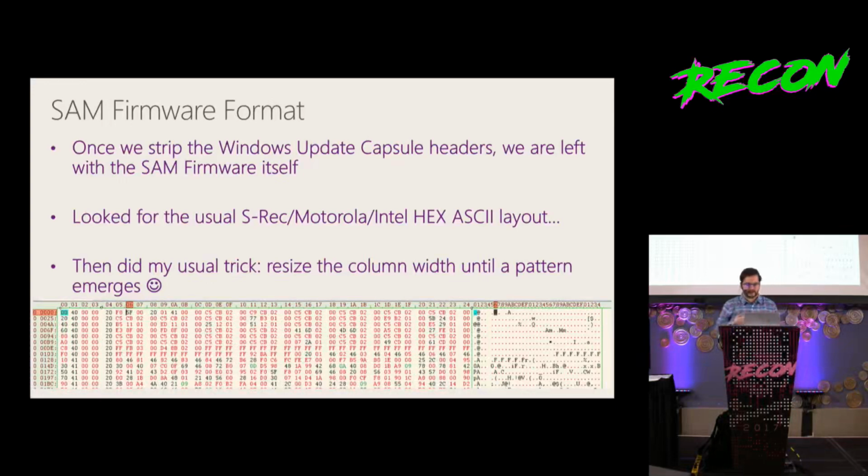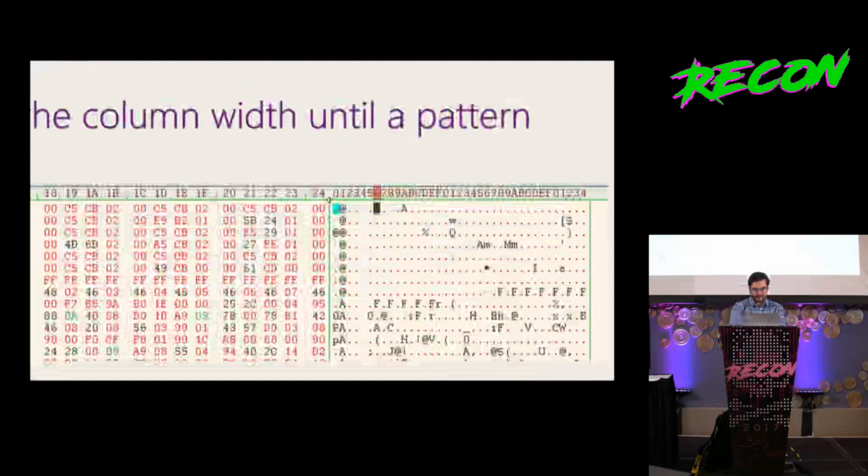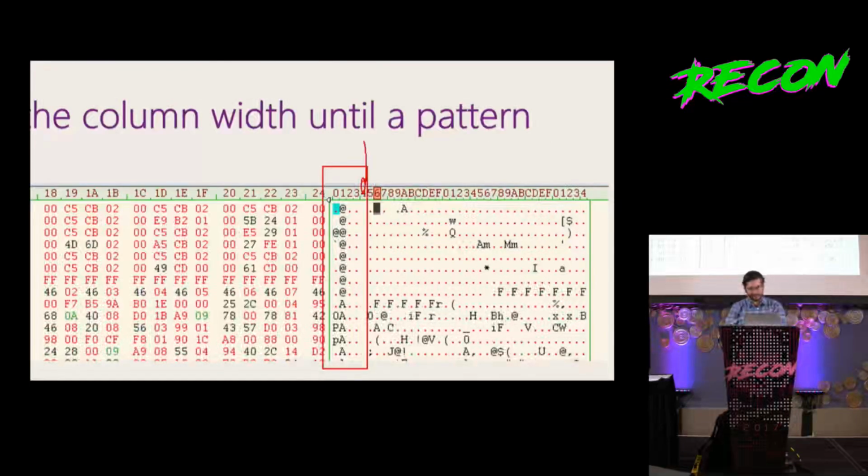So I started looking for SREC, Motorola, Intel Hex, you know, the usual things I recognize when looking for embedded firmware. Didn't recognize anything. It was all binary. And then I have this stupid little trick where I just play with the number of hex columns it shows me until I can see a pattern. Like, is this a bitmap? What does it look like? I was almost giving up, but then I finally hit the jackpot with 24 hex columns. And you can see in the ASCII there's a little pattern here, right? There's some nulls, and it's like, oh, this looks interesting.